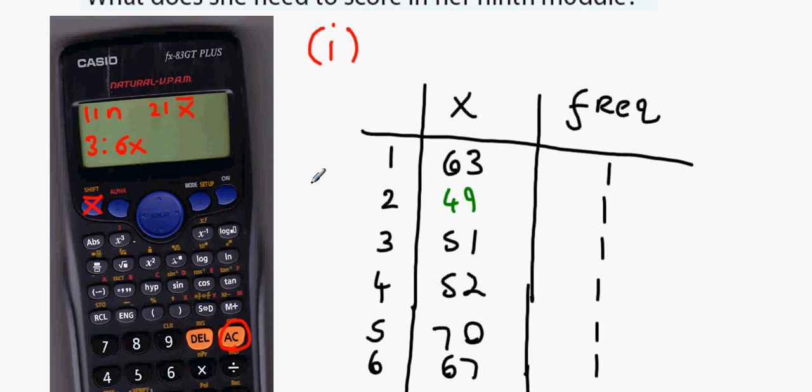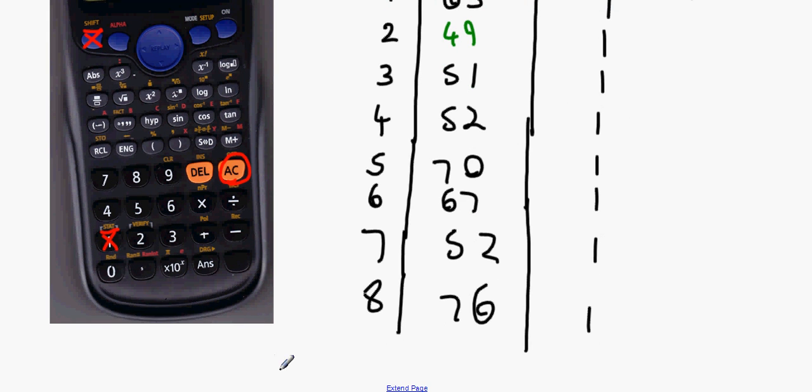Since we're using the mean, we're just going to press 2 here, and then press equals, and then we learn that the mean is 60, okay? So the mean x bar equals 60, okay? And that's all we need to know about that part of the question.